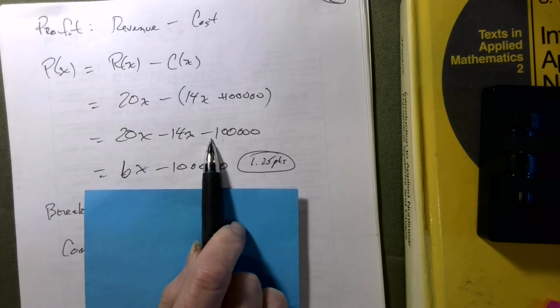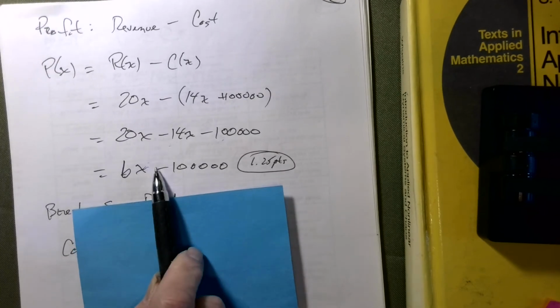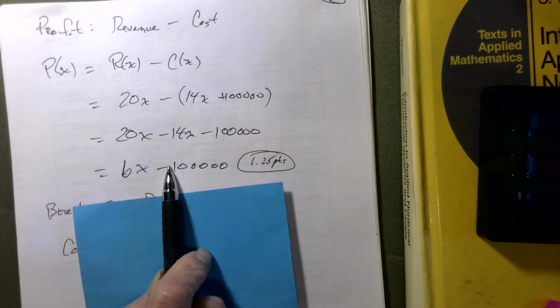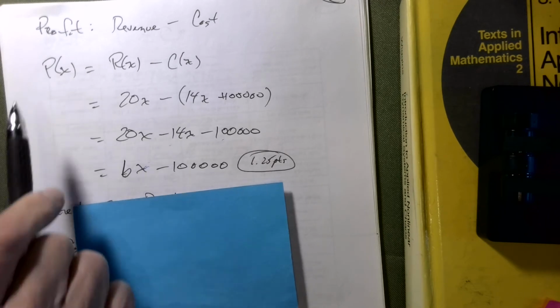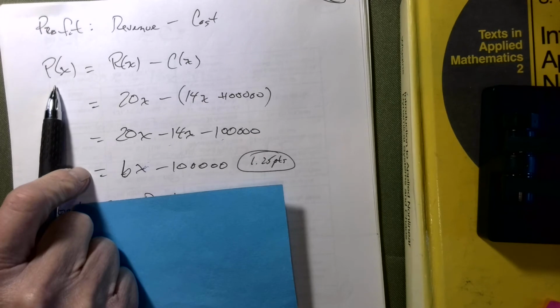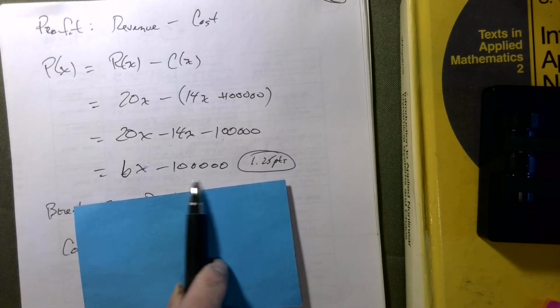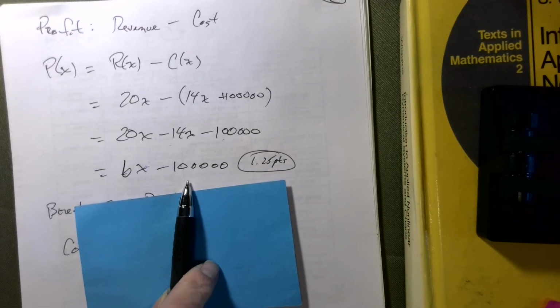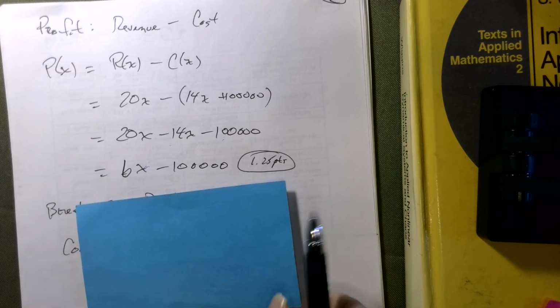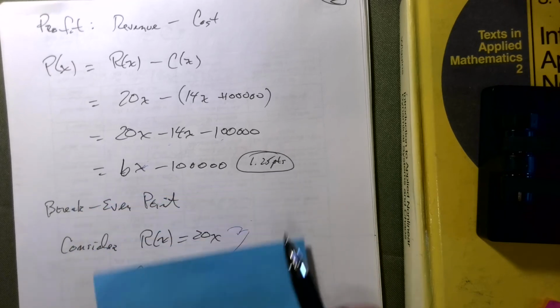Notice if you did not negate this, and if you left this as a plus, you'd have a plus here, which does not help your profit. It's decreasing your profit. So if you get to this point, you get another 1.25 points.